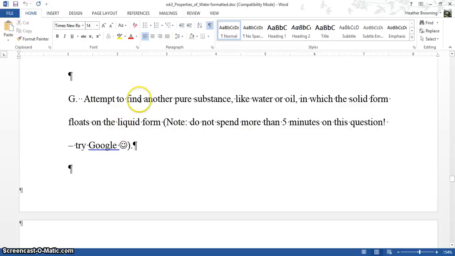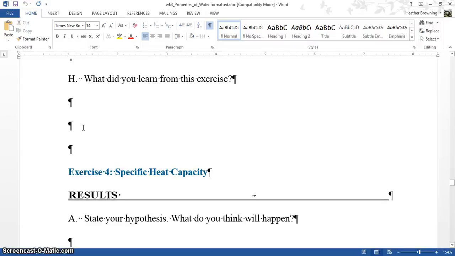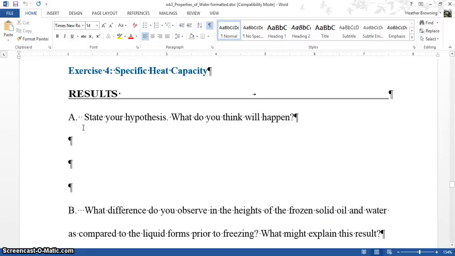Okay, so attempt to find another pure substance like water or oil in which the solid form floats on the liquid form. So this is something like, try Google, look it up. Don't spend a long time on this. It's trying to show you something very specific, which you should get across really quickly. Okay? What did you learn? Hopefully about density.